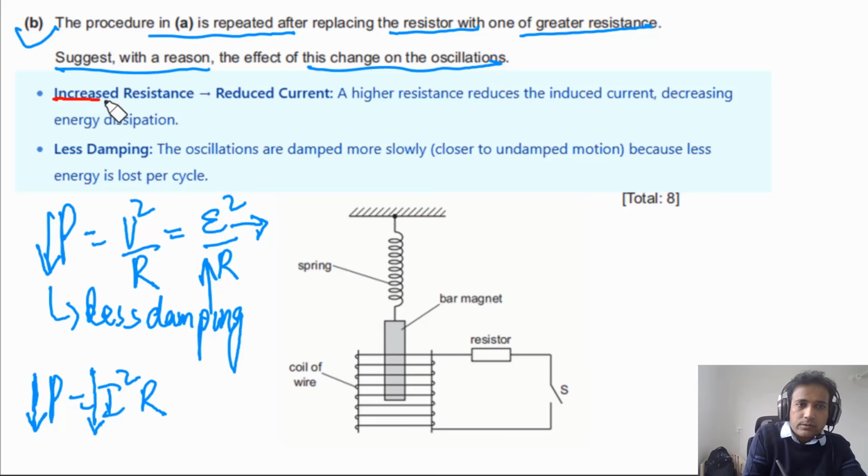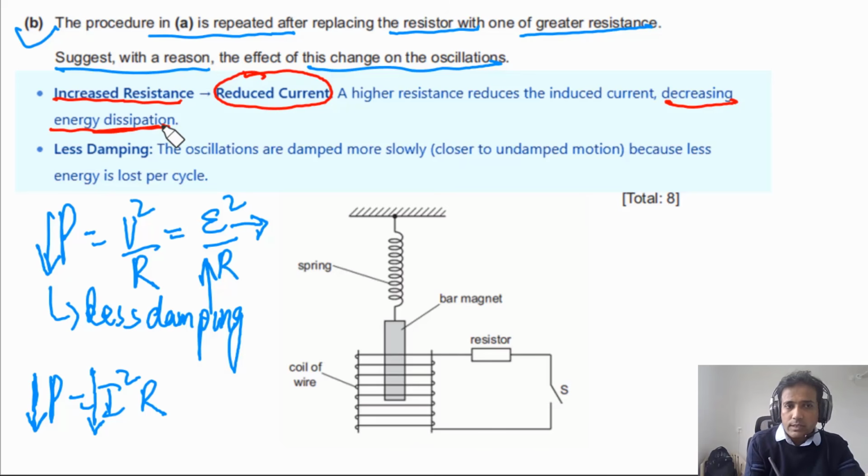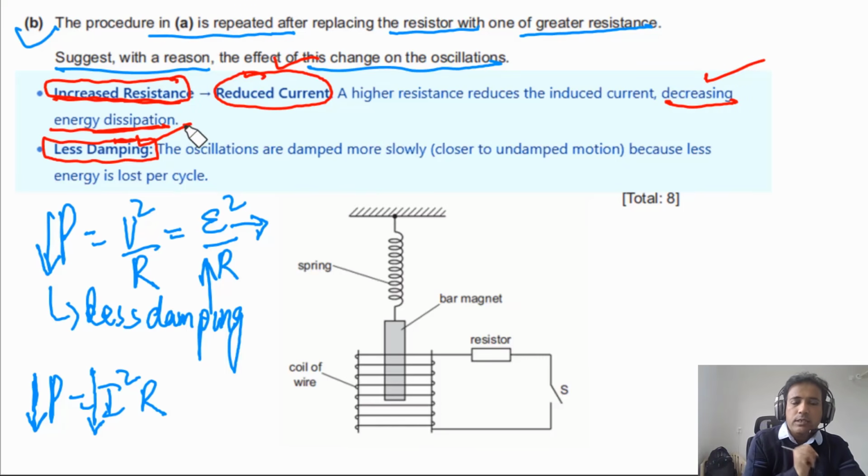You have to mention that increase in resistance will reduce the current. So the current will be reduced. If the current is reduced, it means energy dissipation will decrease. And due to less loss of energy, damping will decrease and it will take longer time to stop. So these are the important points. This is what you have to mention, and then you will say less damping in this case.